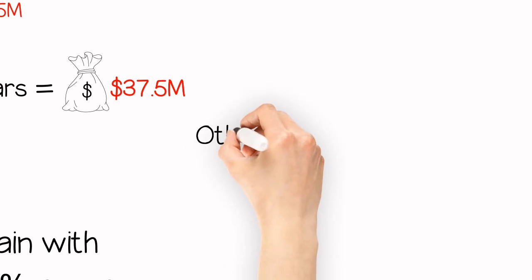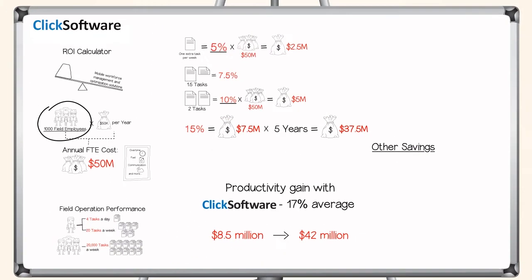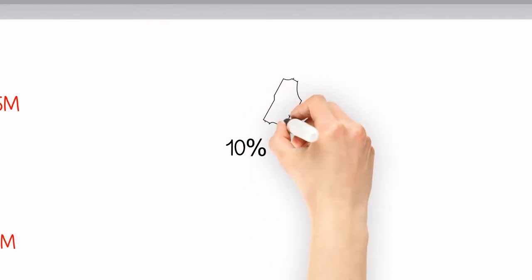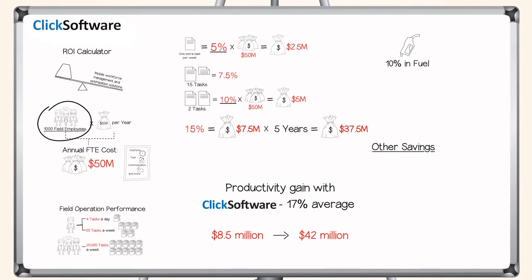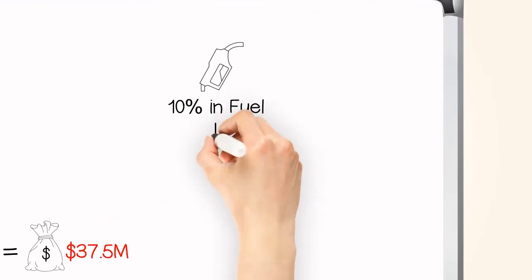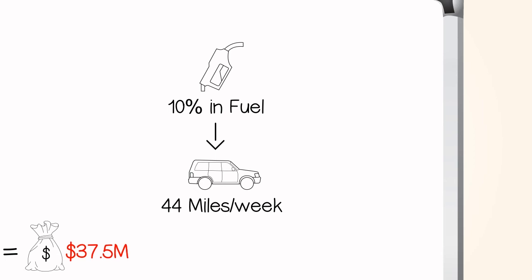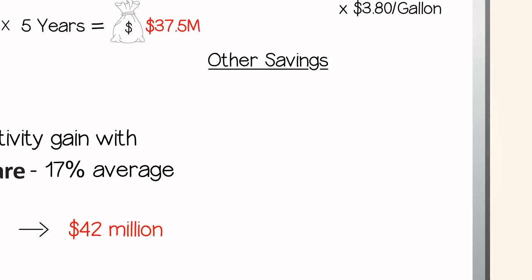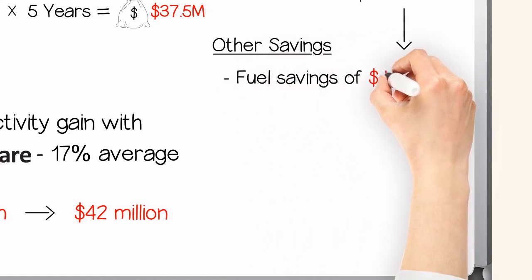Where else can we generate saving? So if we can make people 17% more effective, maybe we can save 10% in fuel. A good travel average across the US would be approximately 85 miles per field employee per day. 10% represents 44 miles per week, which is probably 2 gallons. At $3.80 per gallon, it's an additional annual saving of nearly $400K.